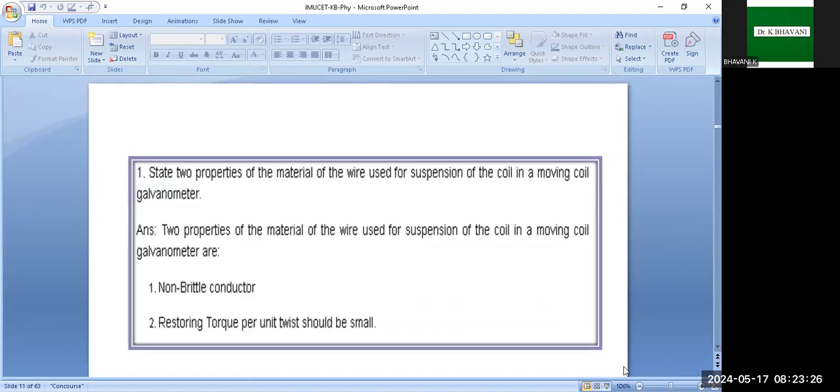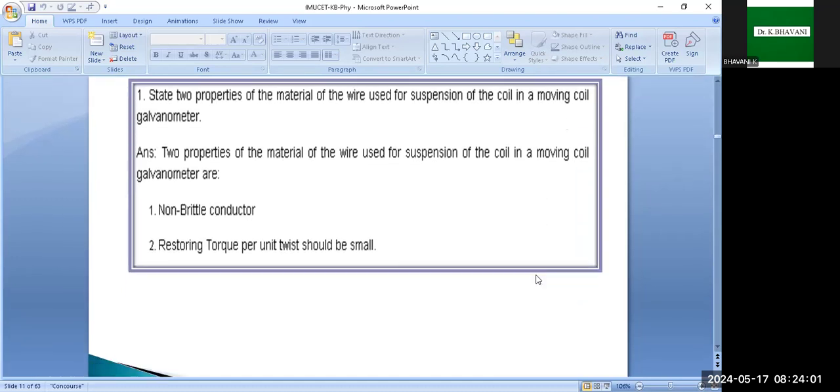Next, guys. Here, what are the two properties of the material of the wire which is used for suspension of the coil in a moving coil galvanometer? The two properties are: one is a non-brittle conductor, and another one is restoring torque per unit twist. So these are the two important properties.